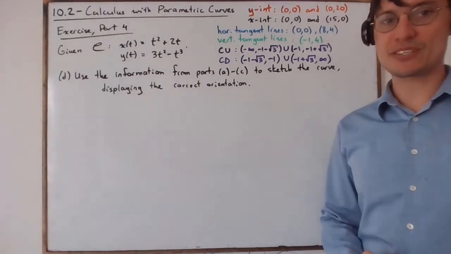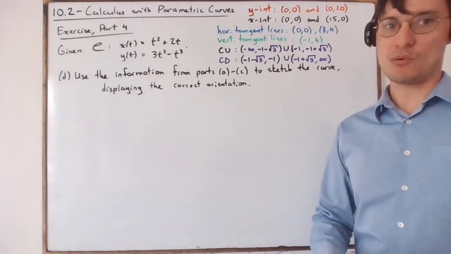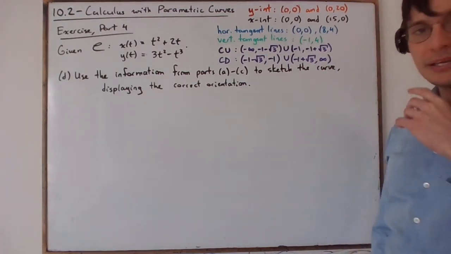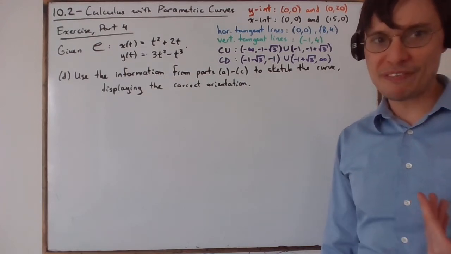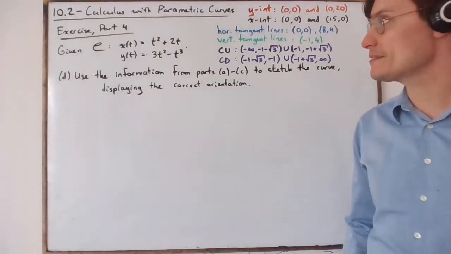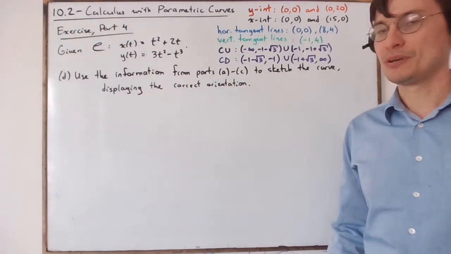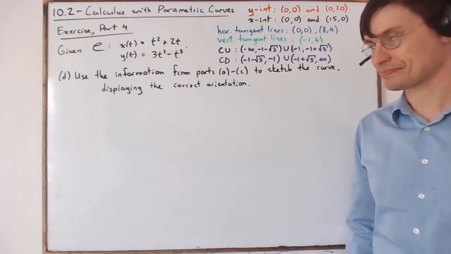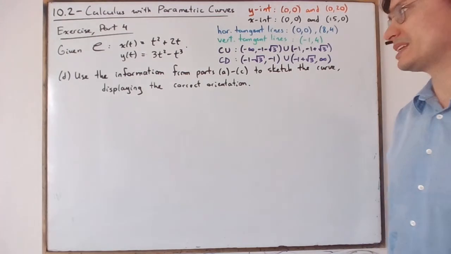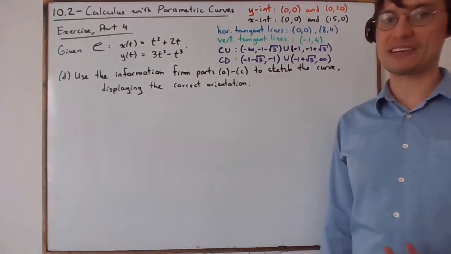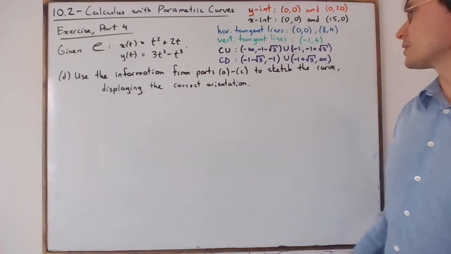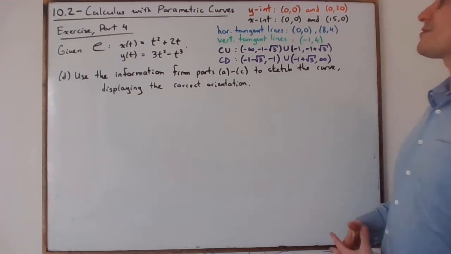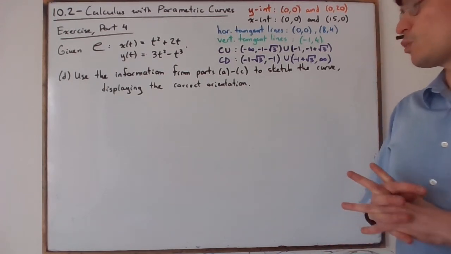First of all, let's recap. In parts 1, 2, 3, we found the x and the y intercepts. They're right here. In part B, we found both the first and the second derivatives. And in part C, we used them to find where the curve has horizontal or vertical tangent lines. We also used the second derivative to determine the values of t for which the curve is concave up or concave down. This is displayed over here. Now what we want to do is to use all this information to sketch the curve with the correct orientation.